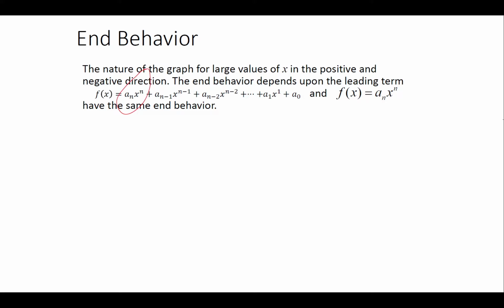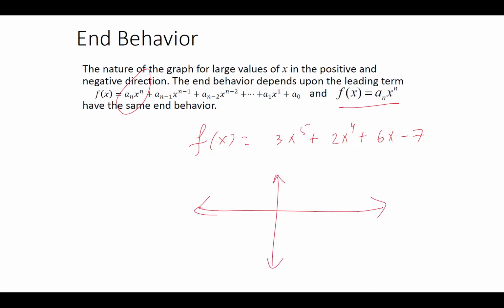For example, let's say you have a polynomial function 3x to the power 5, 2x to the 4, 6x minus 7. If you want to find out the end behavior, that means you are trying to find out what happens when I plot the graph of this function. What happens to the end, to the extreme right side and to the extreme left side. And that end behavior comes from the end behavior of the leading term, which is 3 times x to the power 5. We know 3 times x to the power 5 has a graph similar to x cubed.